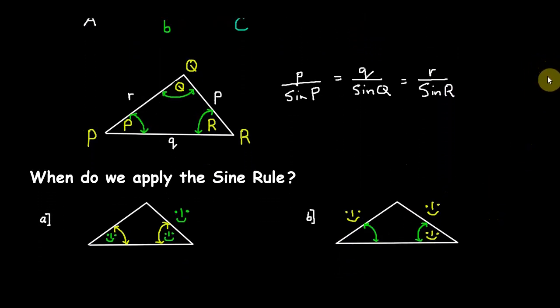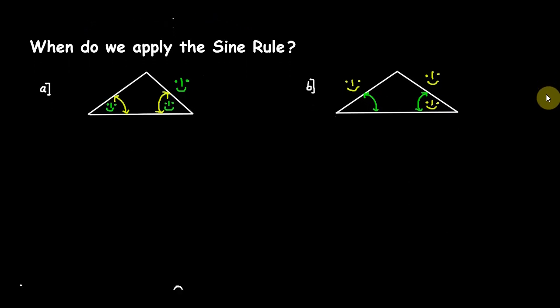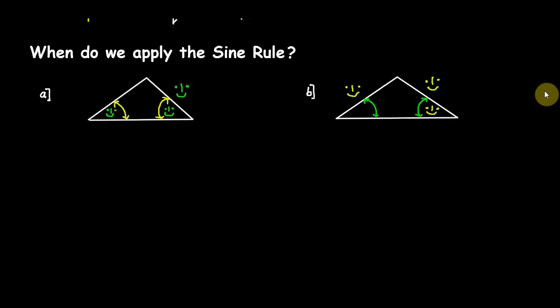Good. So we go on to something very important. When do we apply the sine rule? Very easy. We apply the sine rule when given two angles and a side, and we are asked to find another side or an angle. So this is what we write. Two angles and a side, AAS. So let us examine this in a bit more detail.